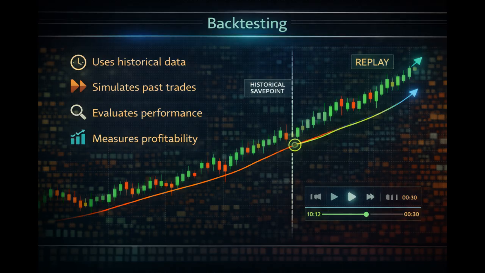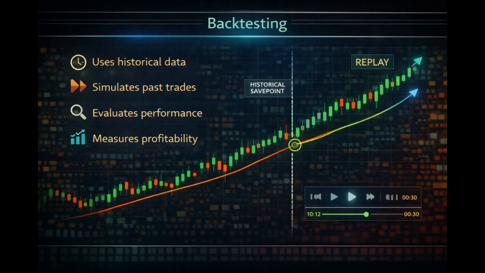Key performance metrics in backtesting. Backtesting systems generate several metrics that help evaluate strategy performance. Win rate. Win rate represents the percentage of trades that resulted in profit. For example, if 60 out of 100 trades are profitable, the win rate is 60%. Profit factor. Profit factor is the ratio of total profits to total losses. A profit factor greater than 1 indicates a profitable strategy.